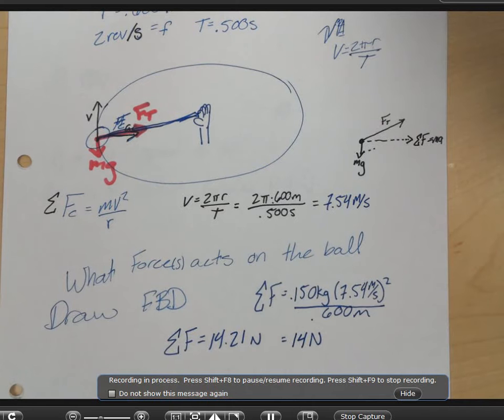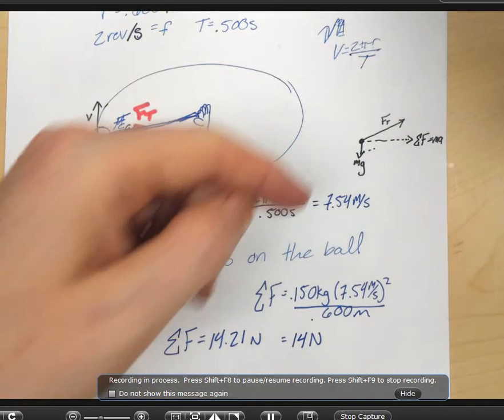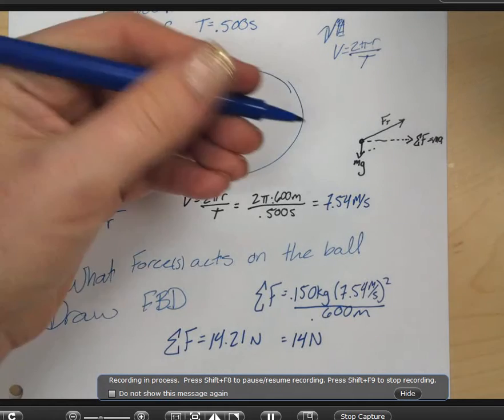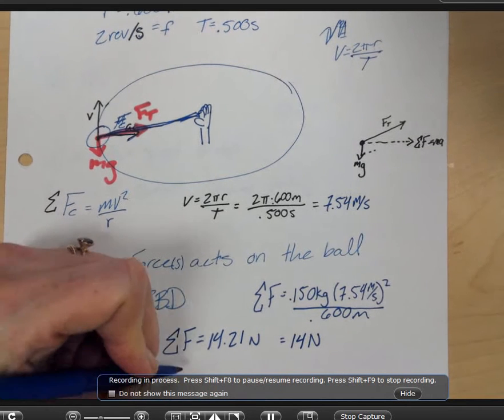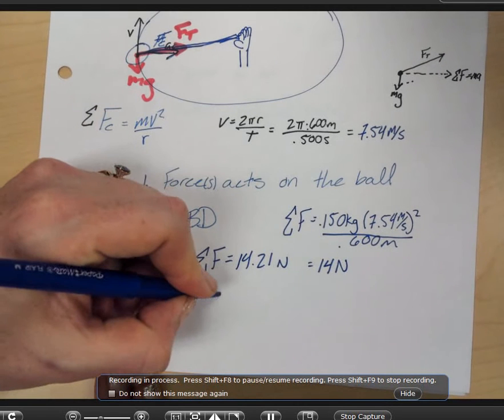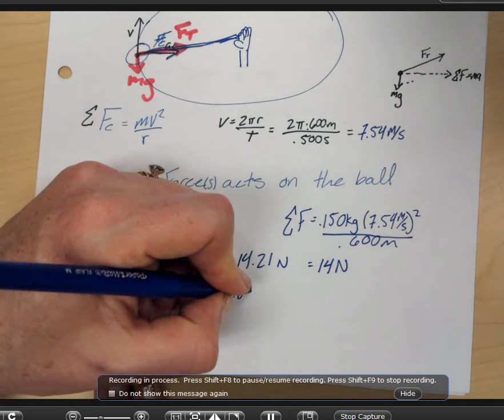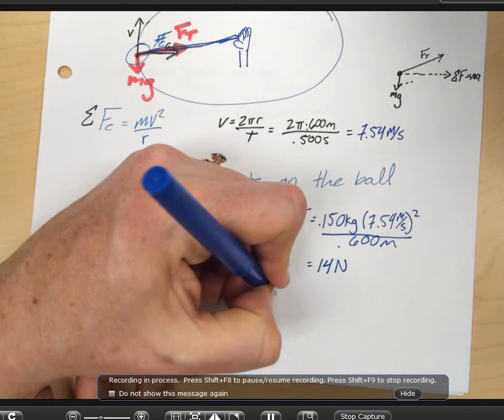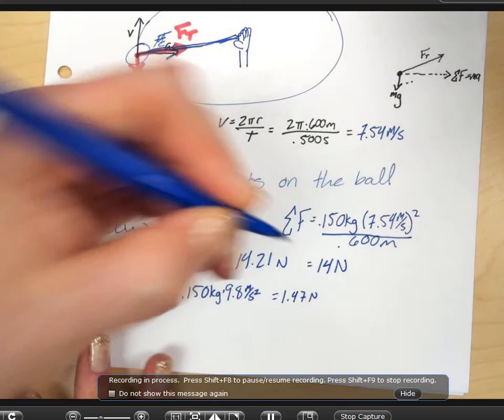So we're going to compare this to the force of tension now by saying, well, the force of tension is skewed or offset by the weight of the object. Specifically, the y value is offset by the x value. So mg for the ball would be equal to 0.150 kilograms times 9.8 meters per second squared. Right? That is the weight of the ball. So the weight of the ball is 1.47 newtons.